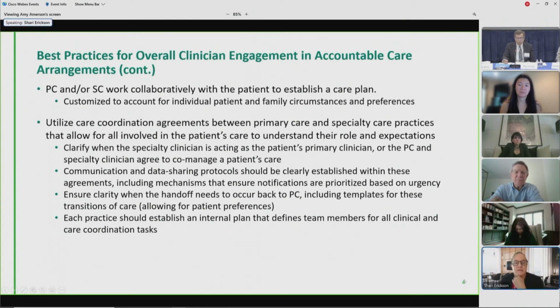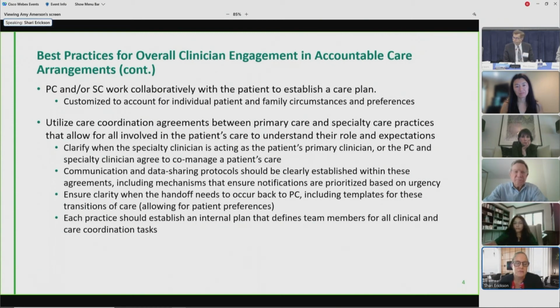Other best practices that we've identified and that are incorporated into our model are that primary care and specialty care practices need to be able to work collaboratively to establish a patient care plan. It needs to be customized to account for individual patient and family circumstances and preferences. This is a mechanism to truly have patients engaged in their care, and be more able to engage in their care in a way that actually helps move forward higher quality outcomes.